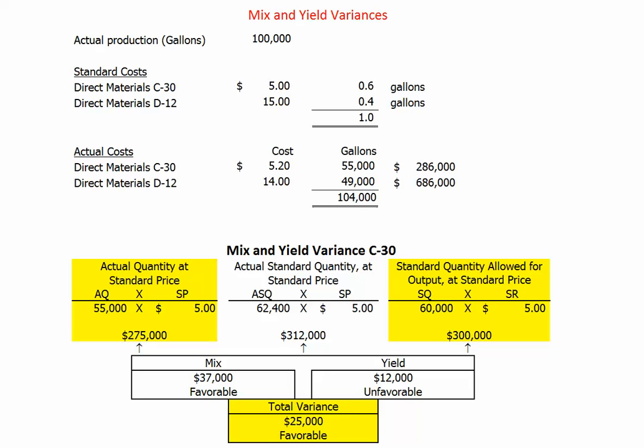Another way of looking at our yield variance, or rather our mix variance, is that we can see that originally we would have expected 60%, 0.6 out of the 1.